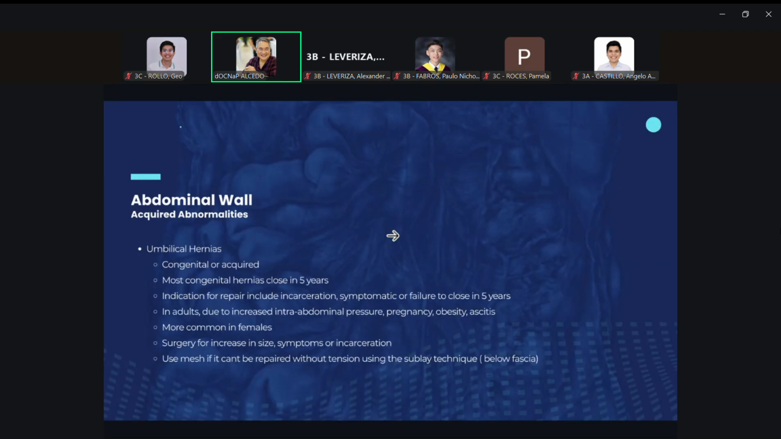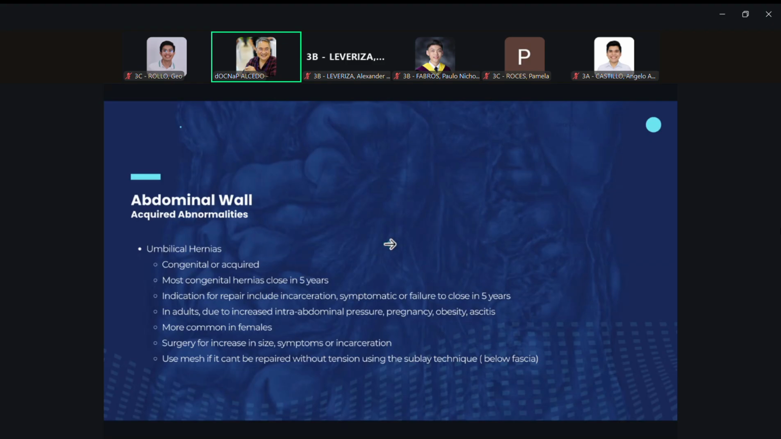Now, umbilical hernias can be congenital or acquired. If it is congenital, then initially, if the risk of strangulation or incarceration is very low, you can advise the patient or the relative, the mother or father, that this can close spontaneously. So you can observe it. Some would say 2 years, but we can observe it until 5 years. Now, of course, if it is incarcerated or symptomatic or fails to close in 5 years, then you advise repair.